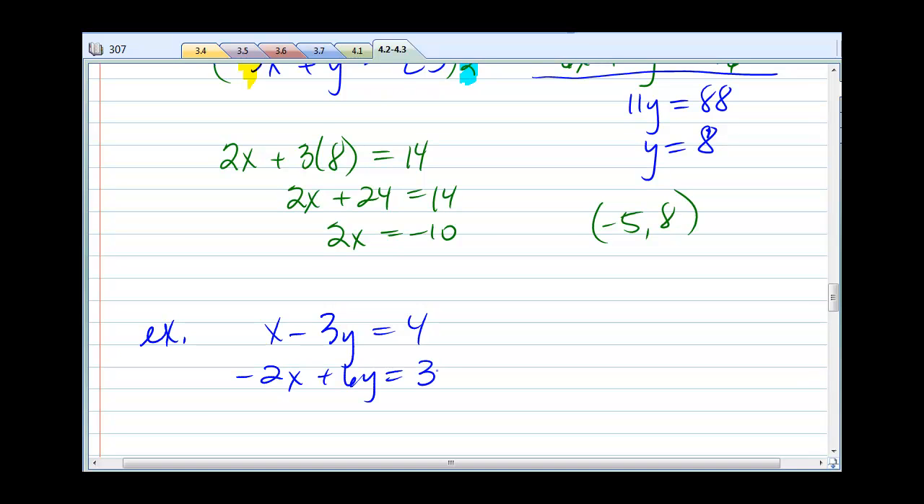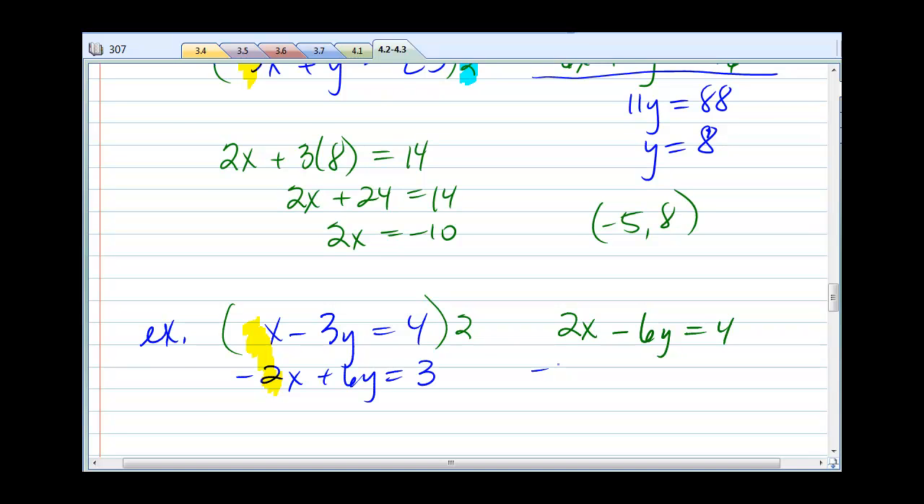So I want to think to myself, which variable do I want to eliminate? Let's just eliminate the x's. So I'm looking here at my coefficients. I have a 1 in the first equation and I have a negative 2 in the second equation. So if I want to eliminate my x's, I can multiply the first equation by a positive 2, because a positive 2x plus a negative 2x eliminates that value. So let's rewrite this over here. Let's multiply by 2 and we get 2x minus 6y equals 4.